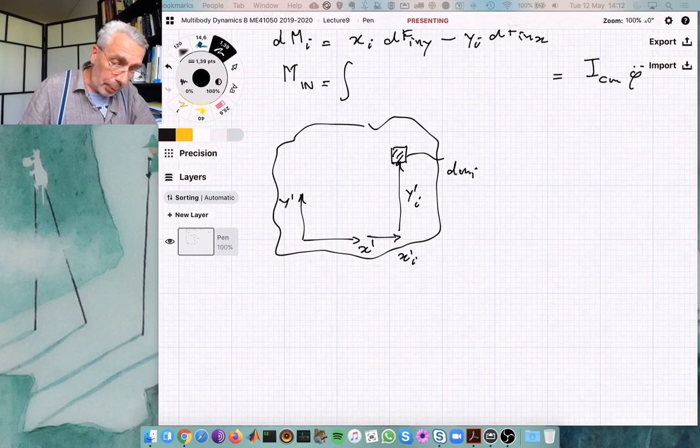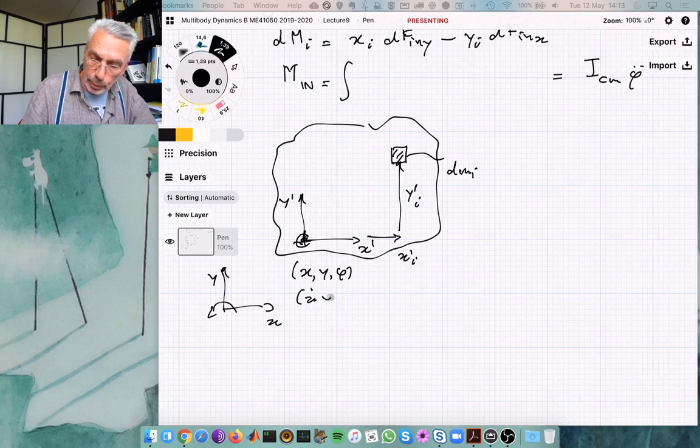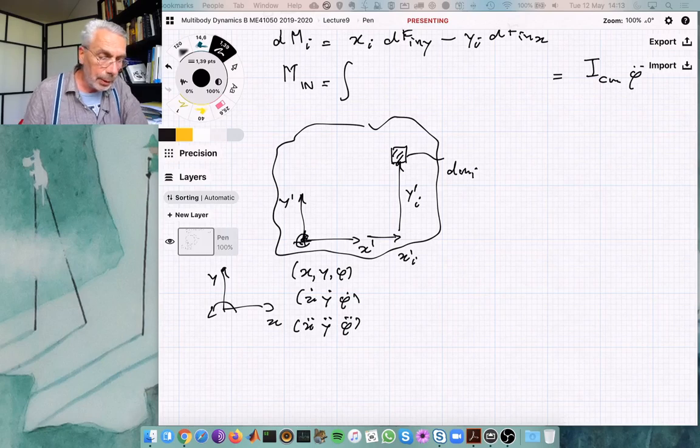Then I presume, of course, that the center of mass has some speeds and some acceleration. So it has a position x, y, and phi with respect to this inertial system. It has, of course, speeds x dot, y dot, phi dot, and it has accelerations x double dot, y double dot, and phi double dot, all at the center of mass. And then the question is, what are these accelerations?